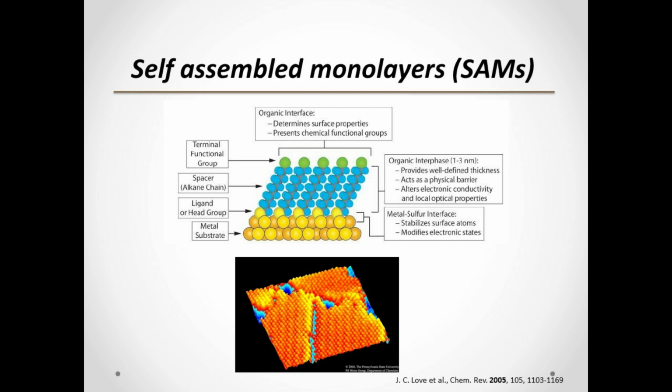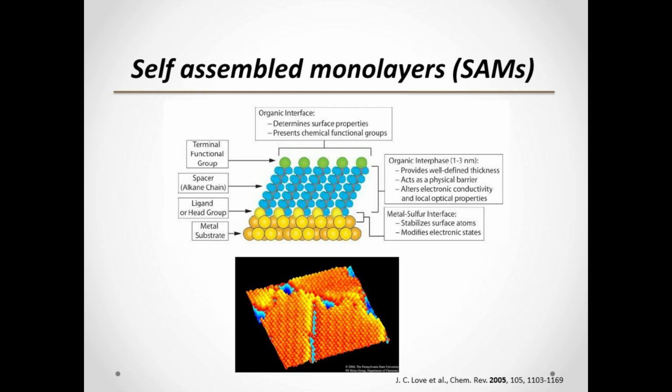One layer is made from, for instance, the metal substrate, and then you have the ligand or the head group, and there's a metal-sulfur interface, which stabilizes the surface atoms. It also may modify electronic states, depending on what type of application you are using.